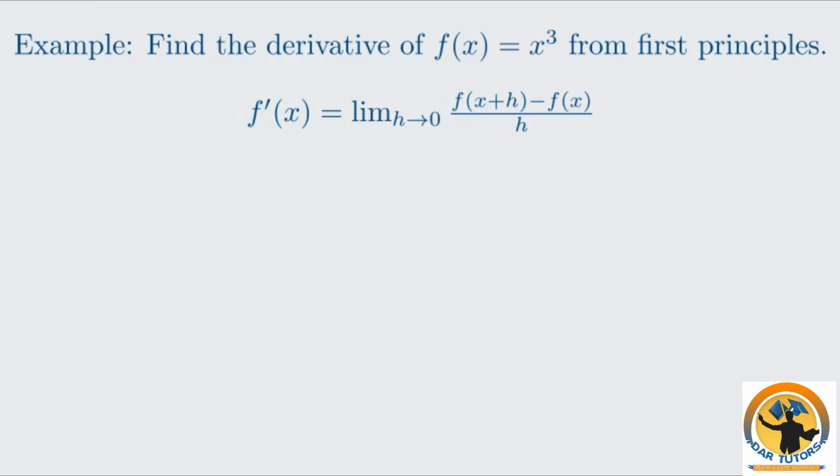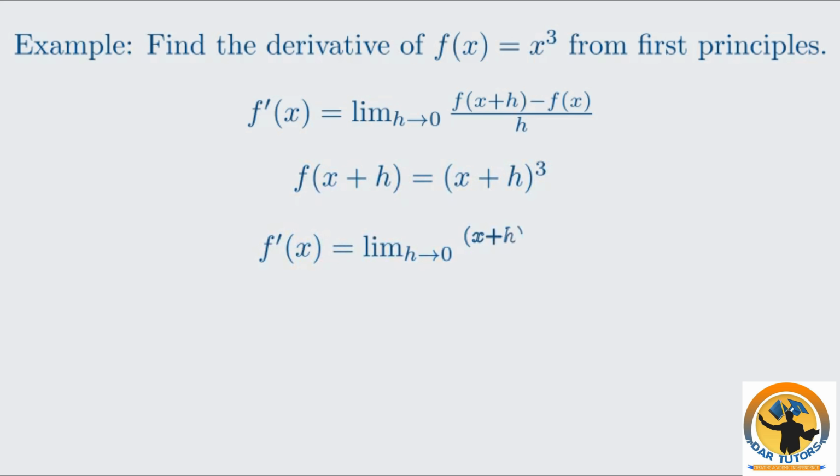Next, we substitute our function into this formula. We need to find f of x plus h. Since f of x is x cubed, f of x plus h is simply x plus h cubed. Now we substitute this back into the limit expression. f prime of x equals the limit as h approaches 0 of the quantity x plus h cubed minus x cubed all over h.